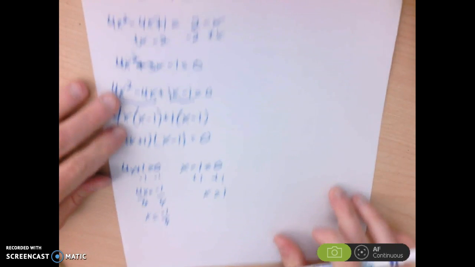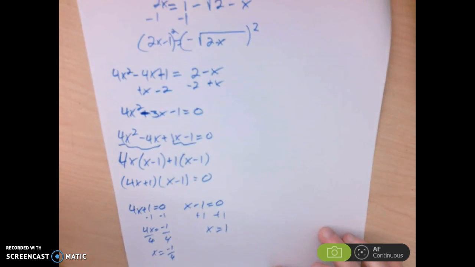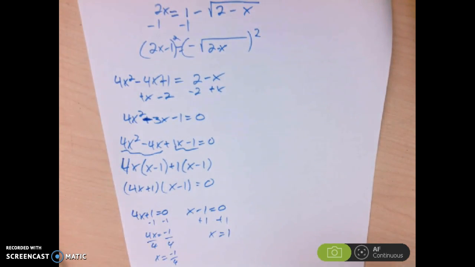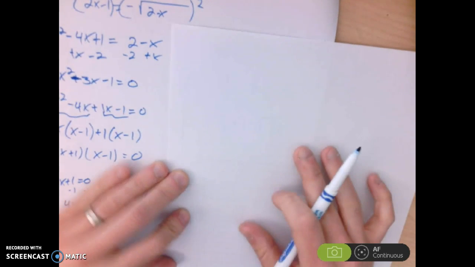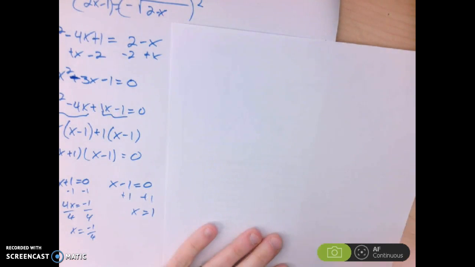But I know that I started with the square root problem. And when I start with the square root problem, what I know is that sometimes I might get answers that don't work. So what I'm going to do is plug these two answers that I got into my original equation. So I'm going to do them one at a time.